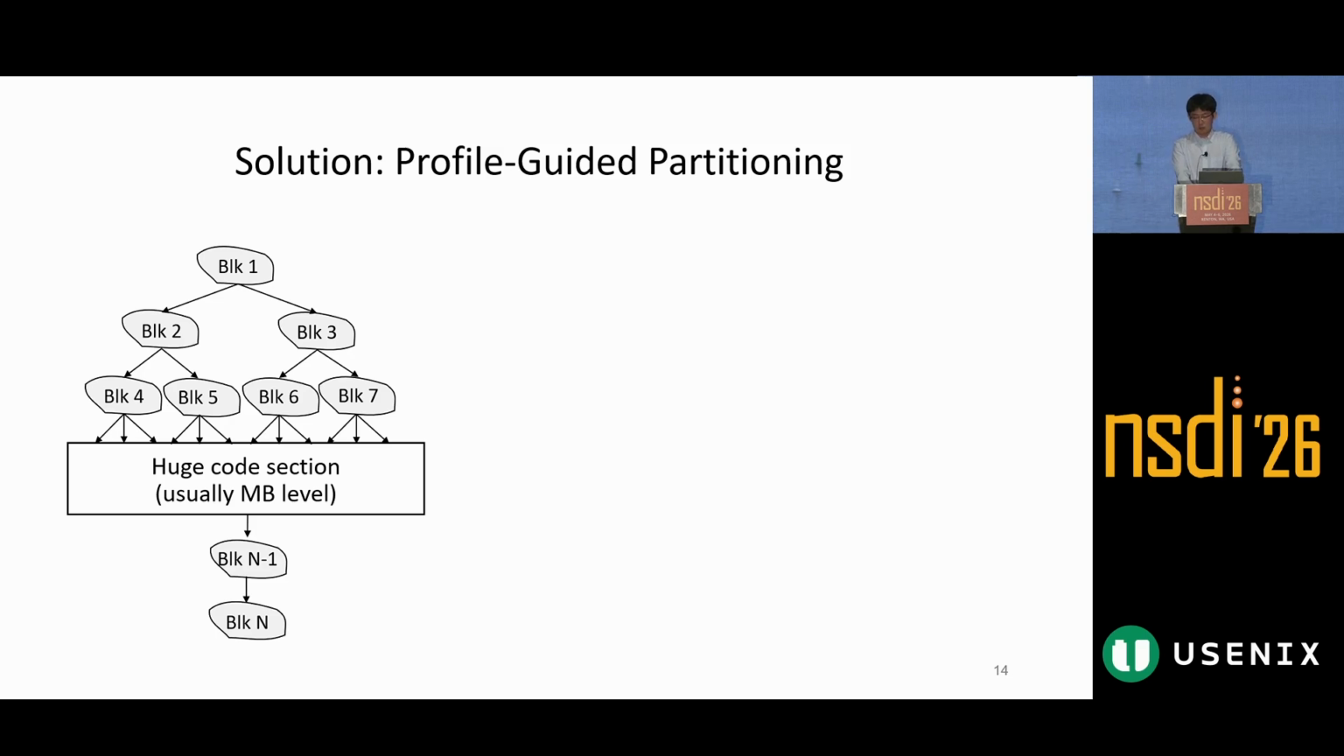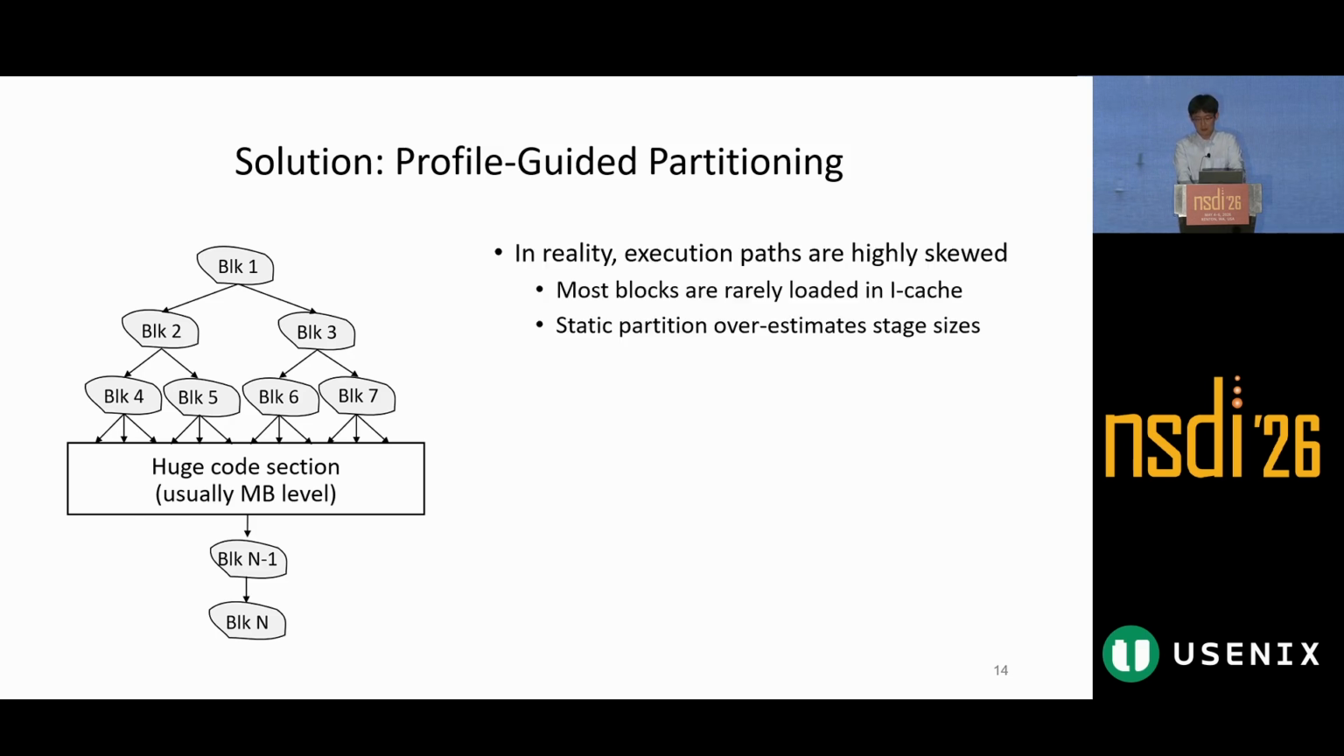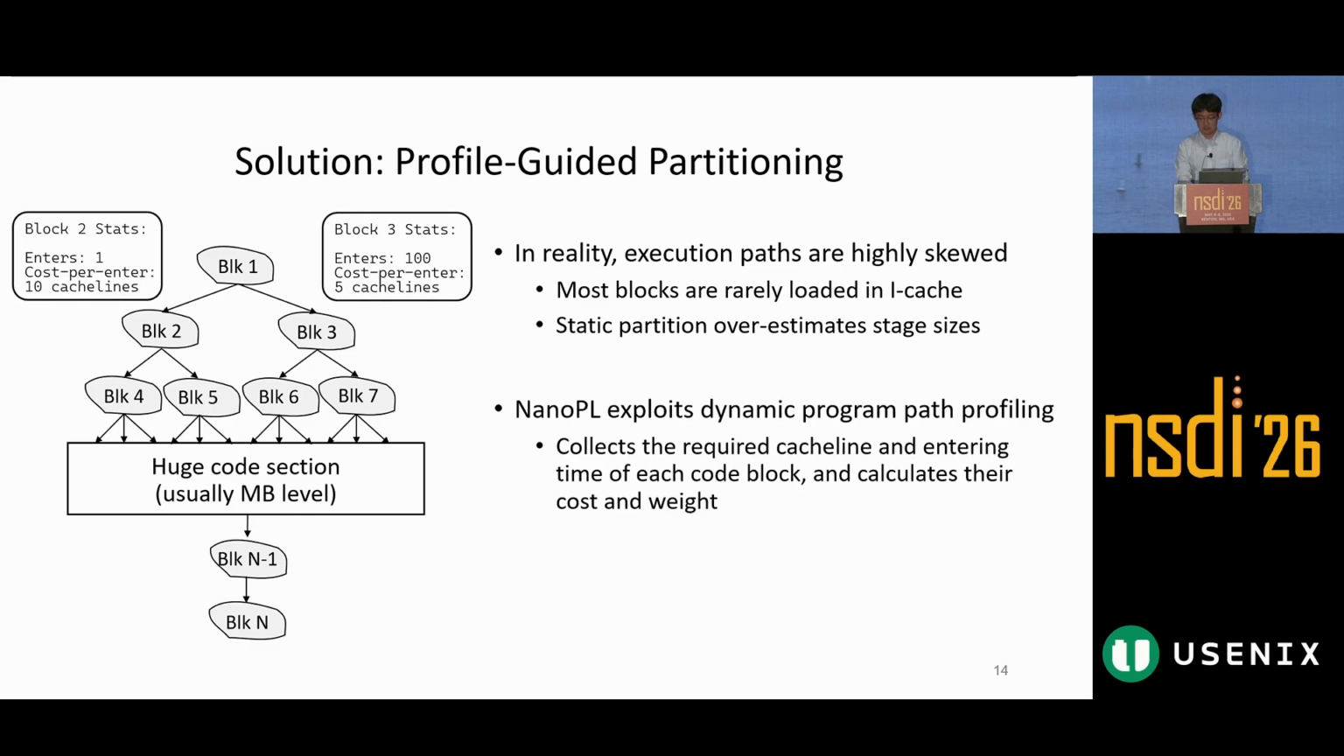We solve this problem by adopting a profile-guided partitioning policy. This is possible because, in reality, execution paths of applications are highly skewed, and static partitioning severely overestimates the stage sizes. Based on such observation, NanoPipeline first collects the path details from the real traces, including cache line consumption and entering time of each block, etc.